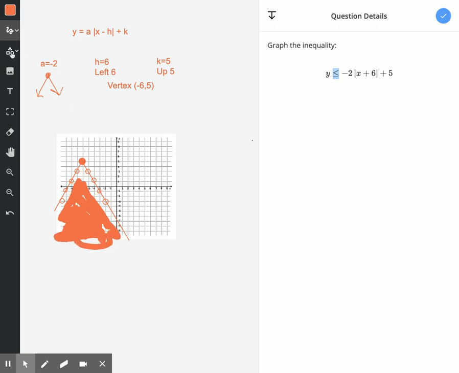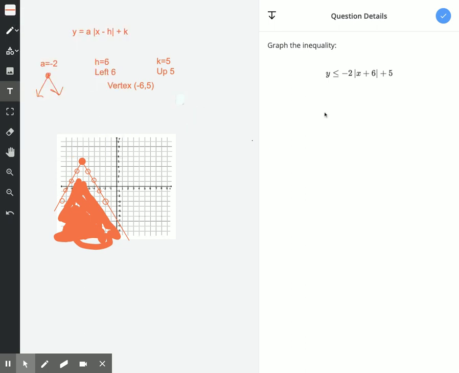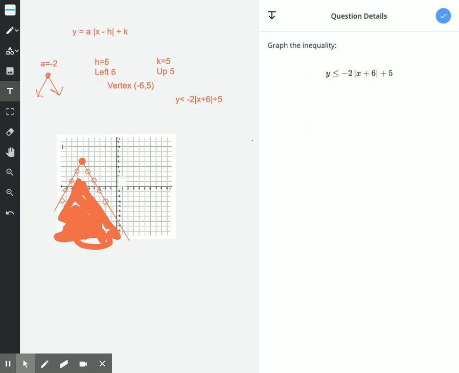Now let's say you weren't super comfortable with that. So instead you want to test a point. Well, let's test a point. Oops, that's huge. Okay. So this is y is less than, it's hard for me to do less than or equal to, but I'm going to keep it in mind. Y is less than or equal to -2 absolute value of x plus 6, plus 5. And now I'm going to test a point. Well, what about 0, 0? Let's test that.